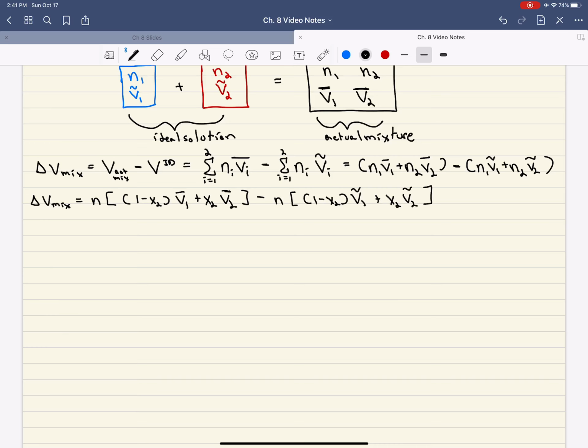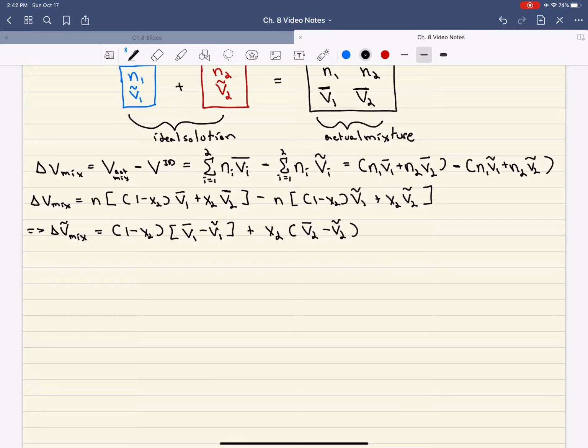I'm now going to combine like terms. So things multiplied by 1 minus x2, I'm going to combine, and things only multiplied by x2, I'm going to combine. I'm also going to divide both sides by n to turn this into the molar volume. So what we have is 1 minus x2 times V1 bar minus V1 squiggly, plus x2 times V2 bar minus V2 squiggly. Okay?